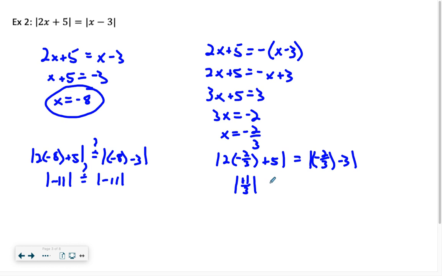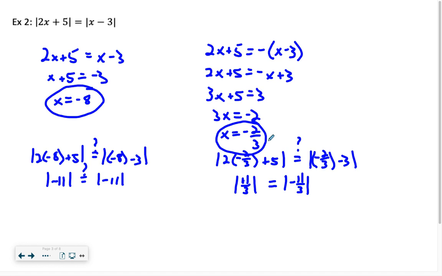Then over here, we want to see if that's equal to negative 2/3 minus 3. So negative 2/3 minus 3, that would be minus 9/3. So that would be negative 11/3. So the absolute value of 11/3 does equal the absolute value of negative 11/3. So this is also an answer.